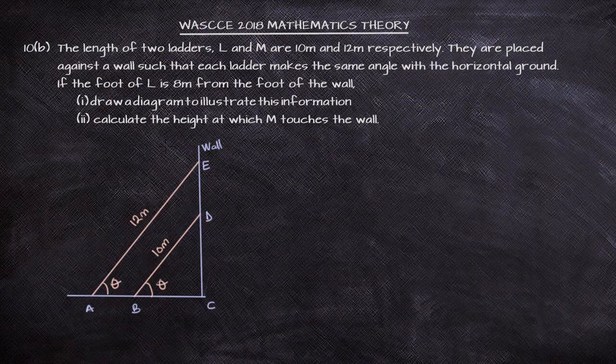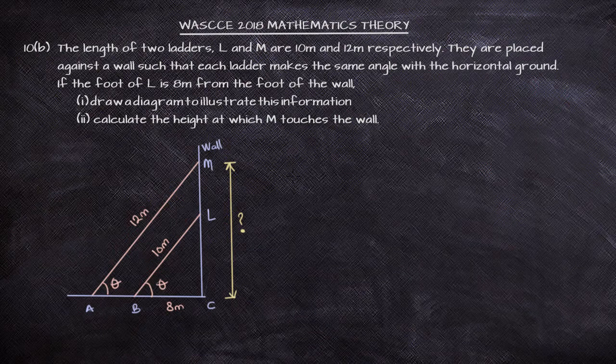Okay, now that's the first question we're asked to do. We've drawn the diagram, we've illustrated the diagram. So now we need to calculate the height at which M touches the wall. Maybe we can relabel our diagram, instead of E and D, we can use L and M as given to us. Okay, let's use L and M. So we have L and M. The height we are asked to find is from M down to point C. That's the height at which ladder M touches the wall.